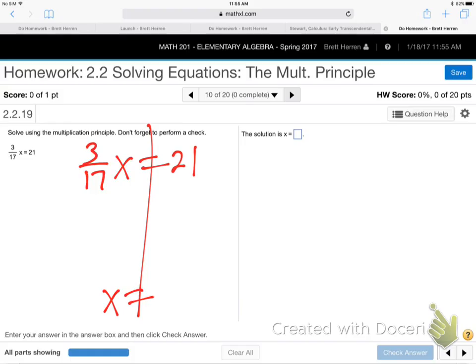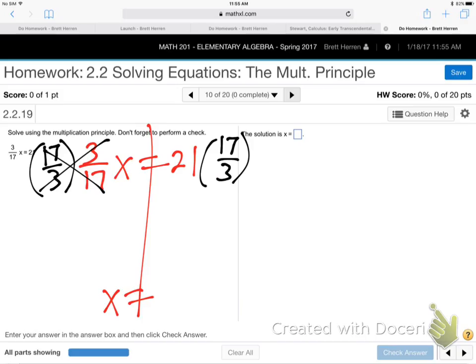So in other words, I'm going to come up here and multiply by 17 over 3. And 17s and 3s will cancel, and X is alone. Now I still got to work out the right side, which I will in a second. But is everybody good with that first step right now? Does that make sense what I'm doing? I multiply both sides by 17/3 because that will get rid of everything next to X. X will be alone. Okay, now, how do I work out that right side?